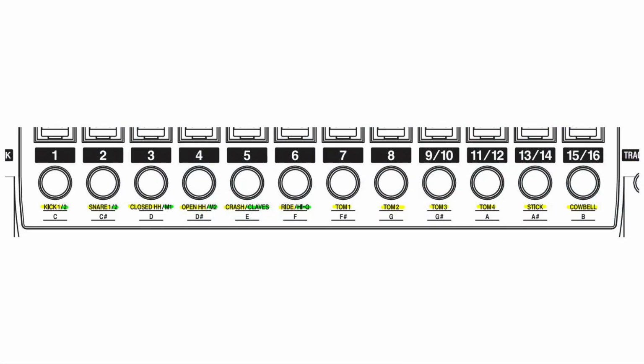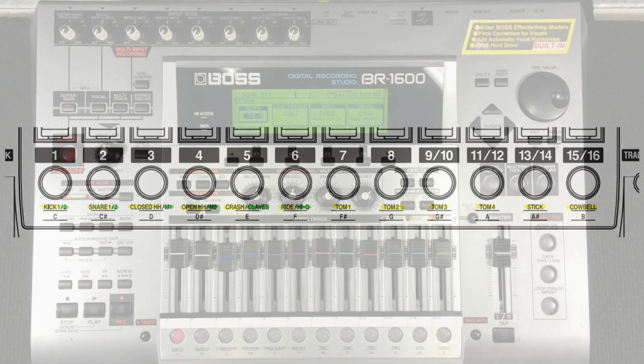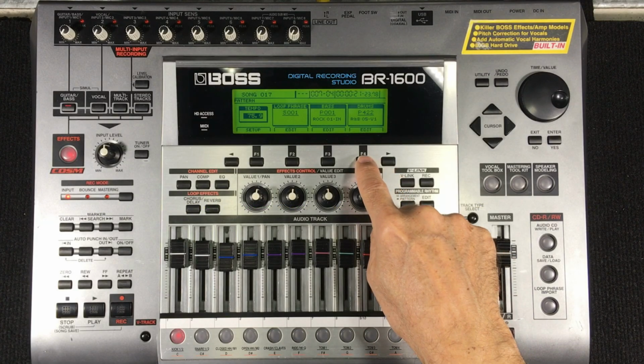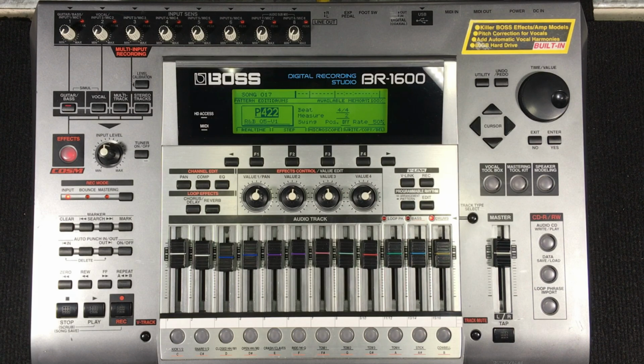Each drum sound is also assigned to the track arm buttons located below each of the track faders. Anytime you are in the drum edit screen, the track arm buttons are live, so you can audition any of the current drum sounds.